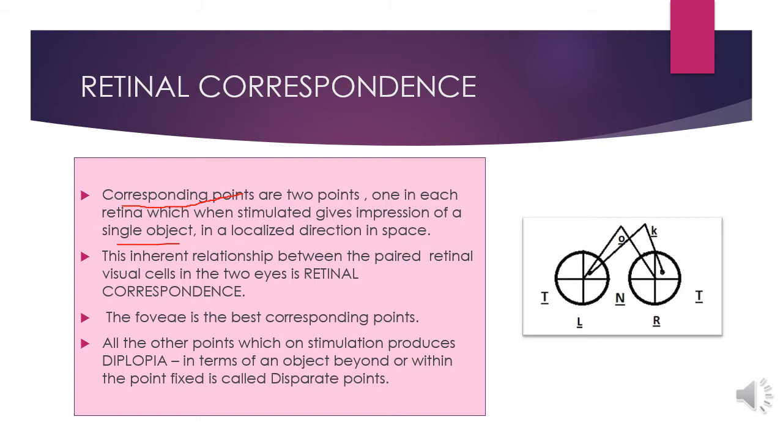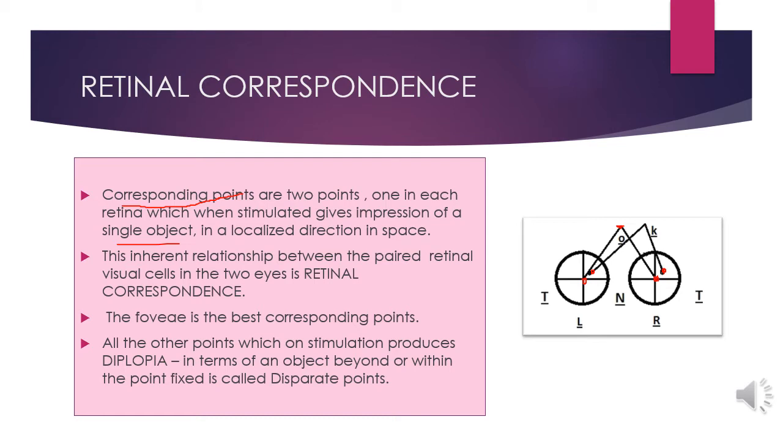So when you're looking at an object, the 2 visual axes intersect. The images are produced on the retina, specifically on the fovea, and the fovea being the best corresponding points, the stimulation produces an impression of a single object. There are other pairs of retinal points as well which produce a single image apart from the fovea when the eyes are still fixating the same object. These points are on the corresponding halves of the retina and at equidistance from the fovea.